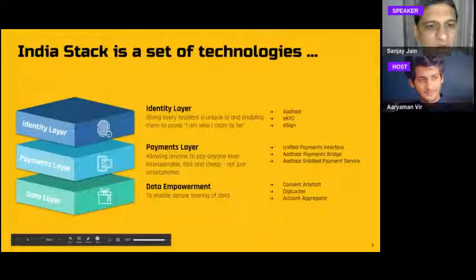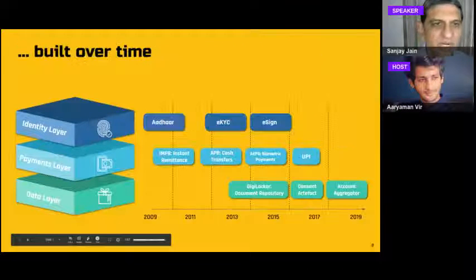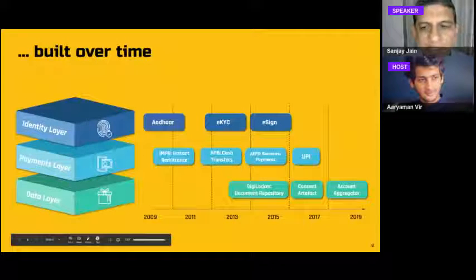Almost all of us have seen the screen where we talk of India Stack in the sense of a stack, where there's an identity layer which gives everybody a unique ID. There's a payments layer which allows anyone to make a payment. And then there's a data empowerment layer which allows a secure sharing of data. And this actually then results in a bunch of APIs, each of which is used to implement some of these pieces. Now, this stack was not built in a day. It was an effort which has spanned about a decade. And it's still ongoing. I don't want to say the entire effort's done.